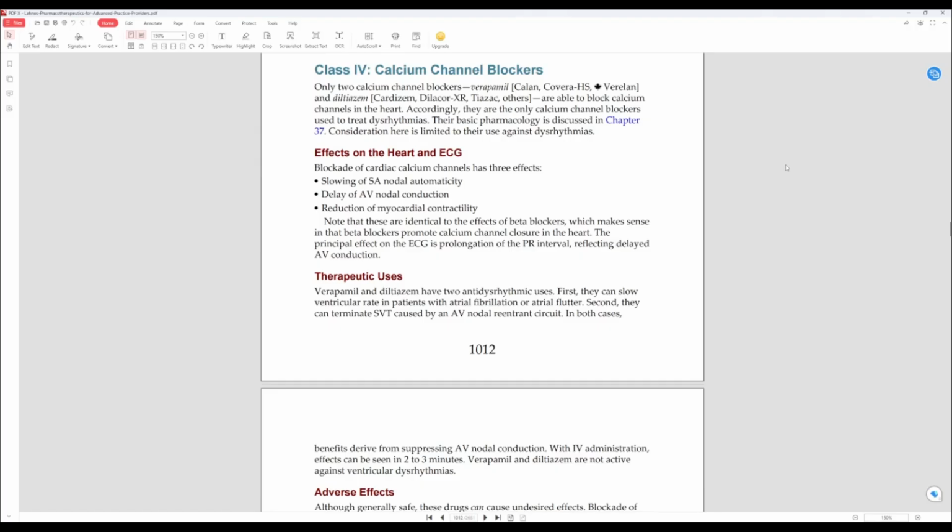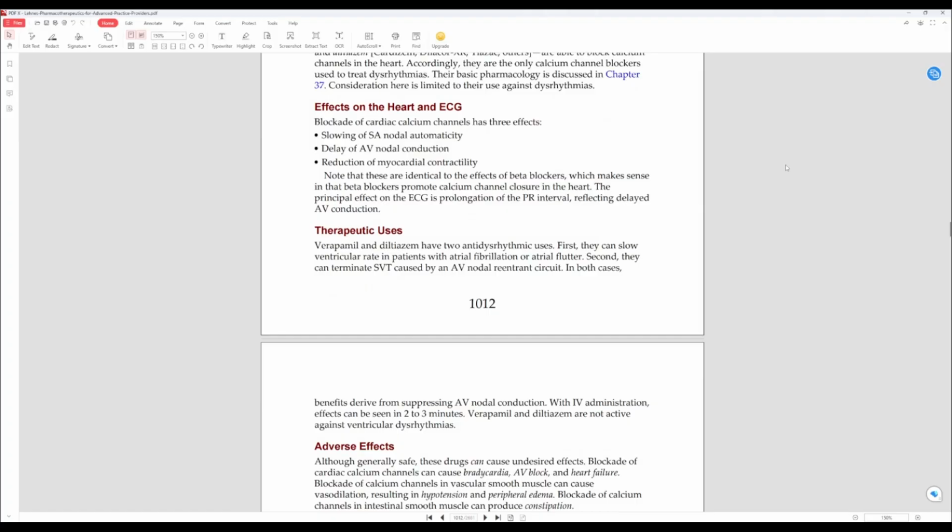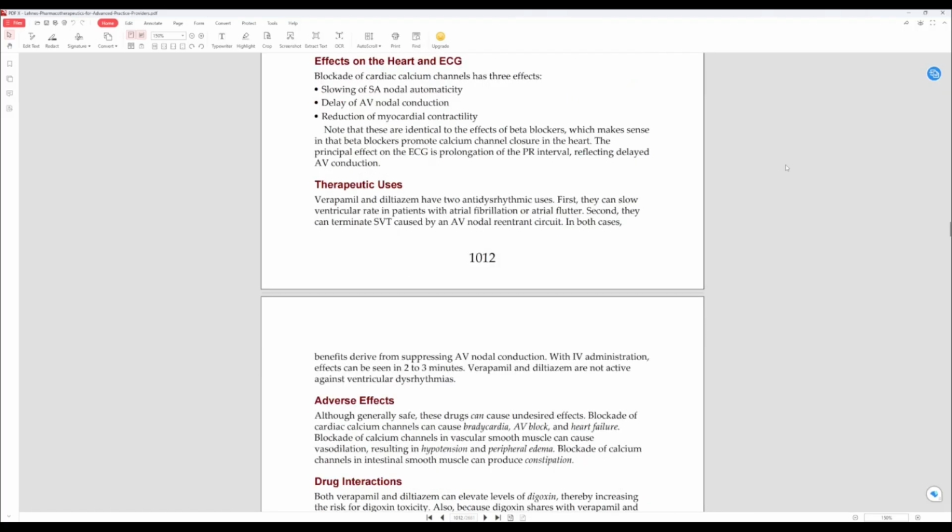Accordingly, they are the only calcium channel blockers which can be used to treat dysrhythmias. Their basic pharmacology was discussed in chapter 37. Considerations here are limited to their use against dysrhythmias. So, the effects on the heart and EKG. The blockade of cardiac calcium channels has 3 effects: slowing of SA nodal automaticity, delay of AV nodal conduction, and the reduction of myocardial contractility.